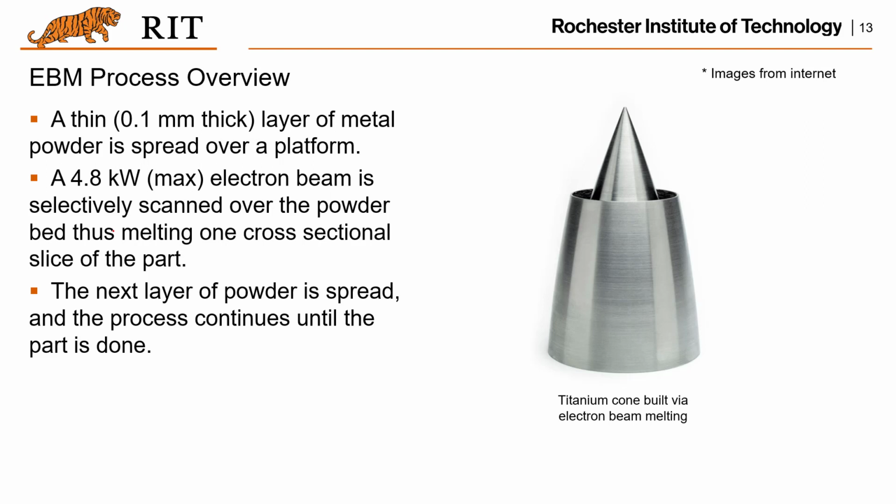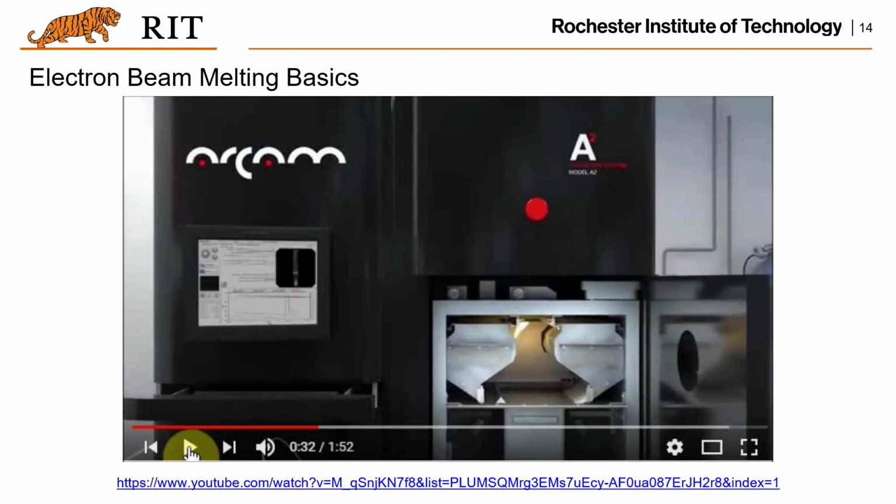Basically, for the process, similar to the previous one, a thin layer of metal powder is spread over the platform, and then the electron beam is selectively scanned over the powder bed such that the powder is melted. Then the next layer of powder is spread, and this process is repeated. Let's look at a video.